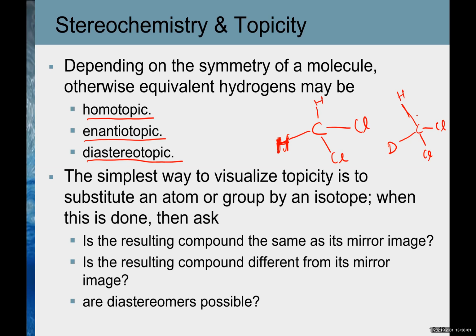If we did not create any new chiral center, then whether you do this one or you do this one, no new chiral center is created by replacement of either one. So then these two are known as homotopic. Homotopic protons are those protons in which no new chiral center is created or generated when we replace them with their isotopes. Does that make sense?